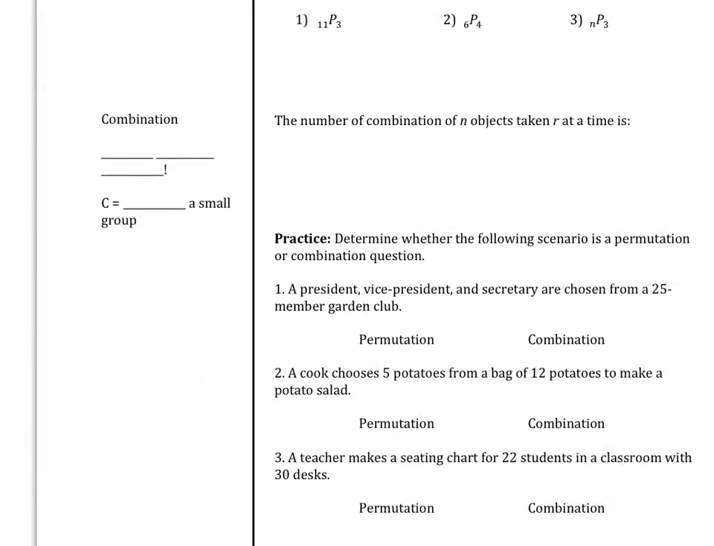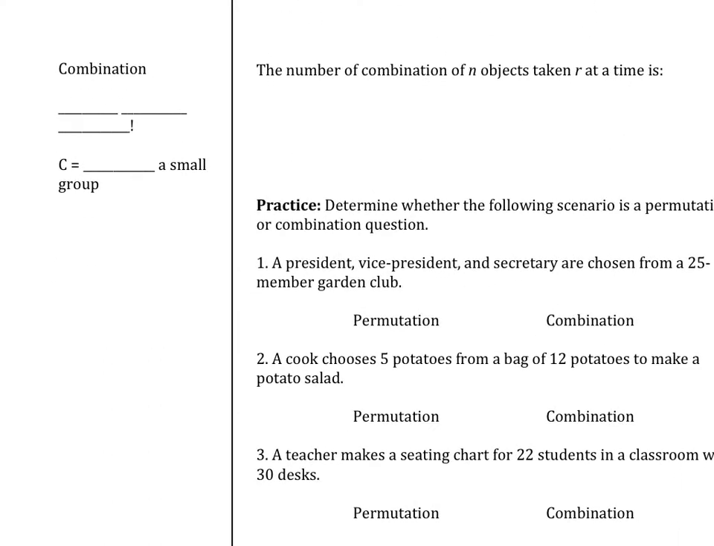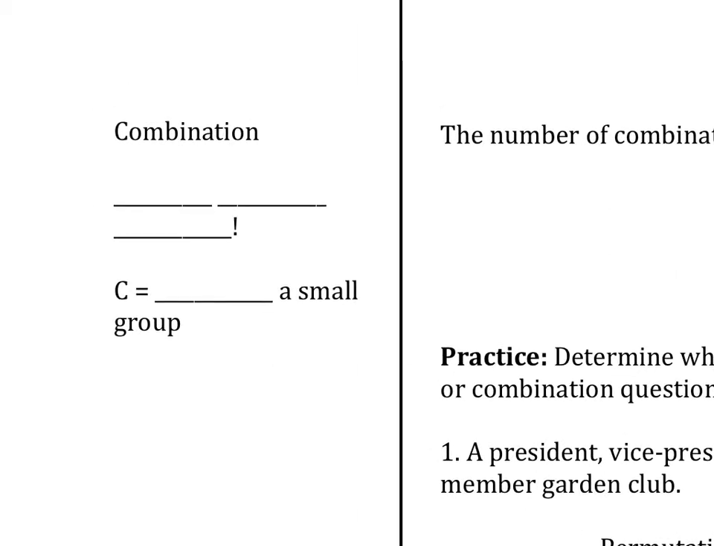All right, we're not going to do these practices because we are going to do the combination first, and then we're going to practice. Okay, combination. If you recall from last year, order doesn't matter. So that C means choose. You're choosing a small group out of a big group.